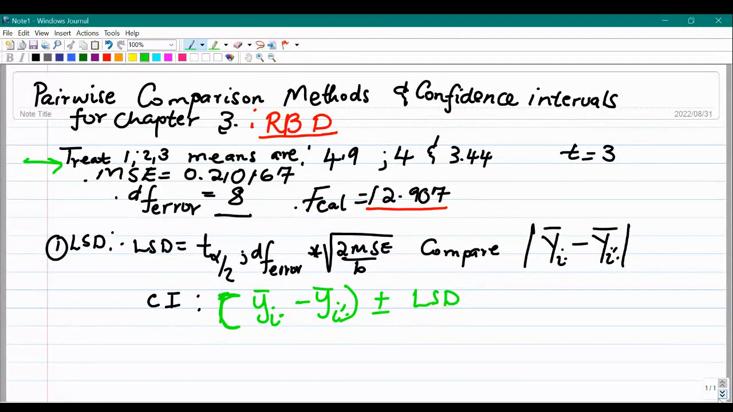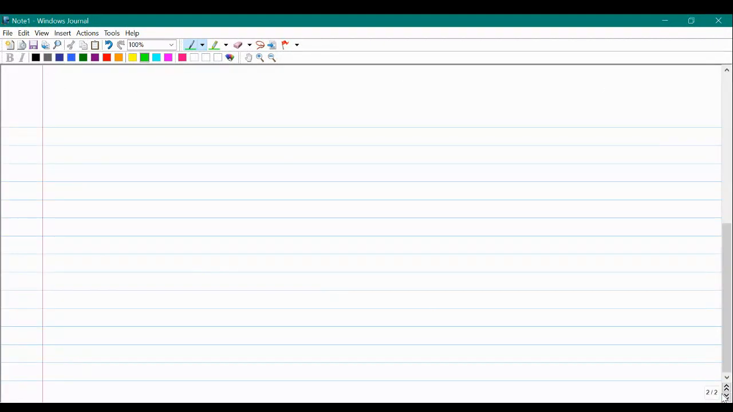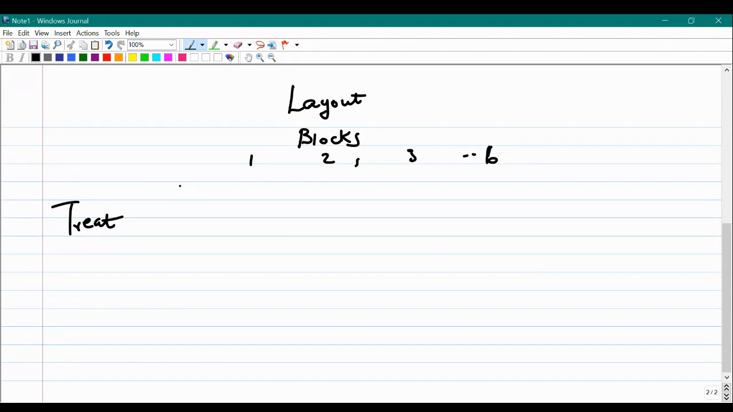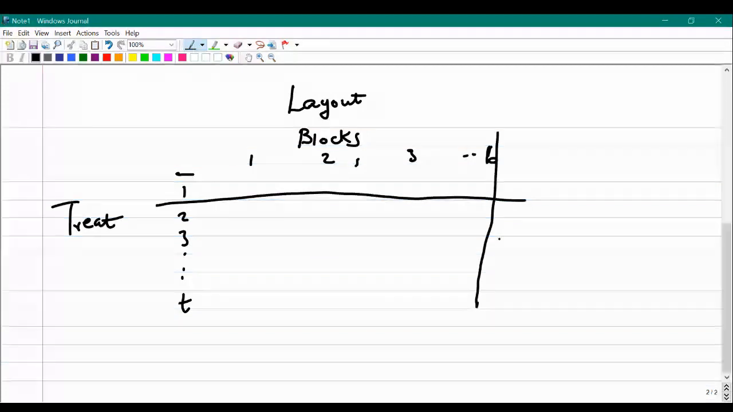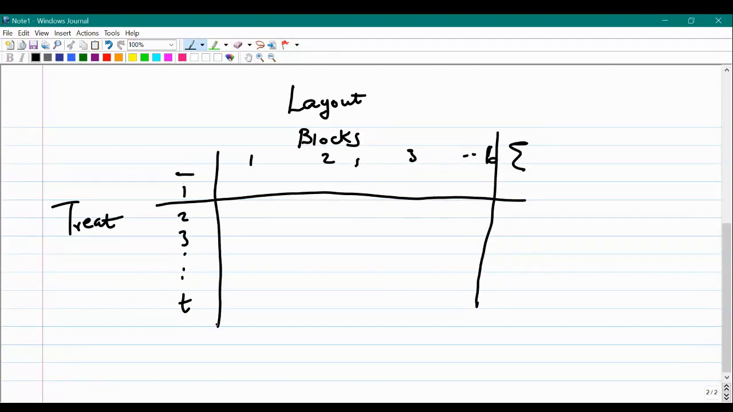Remember, can I explain something maybe before? Let me go to the next page. Suppose we have this following layout. Blocks: we have 1, 2, 3 up to b blocks. And this side we have the treatments, which is 1, 2, 3 up to t treatments. How do you find the sum of the first treatment?